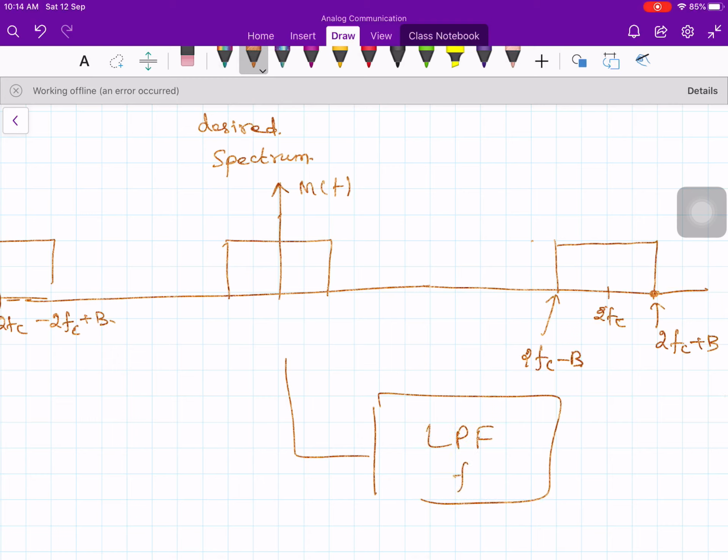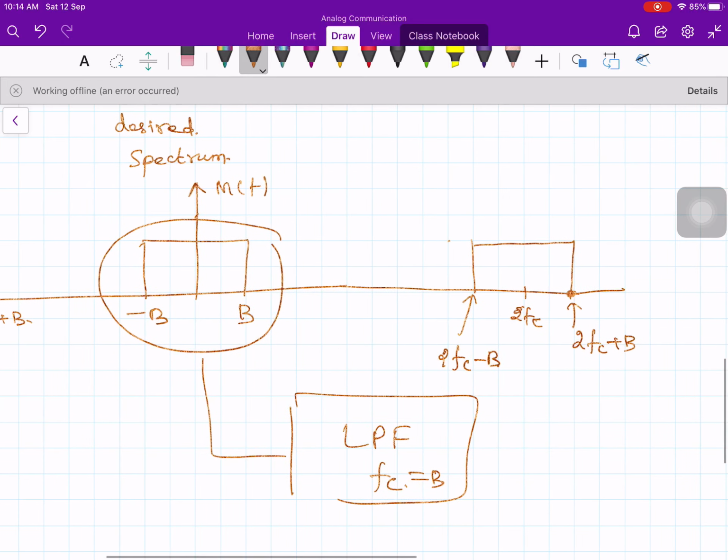Now if you pass it through a low pass filter with the cutoff frequency fc, fc is equal to b, this is plus b and this is minus b. This portion alone will be passed through the low pass filter. Okay. And what is this one?